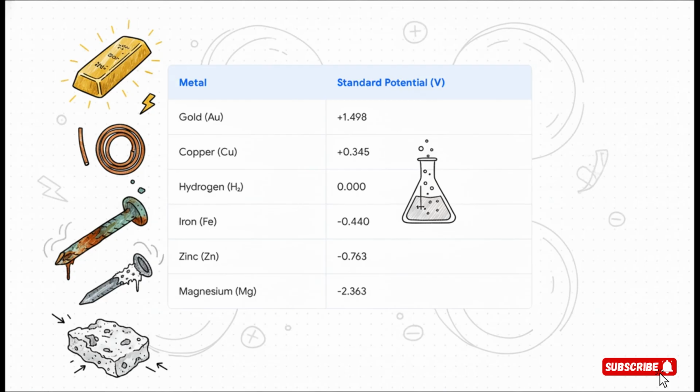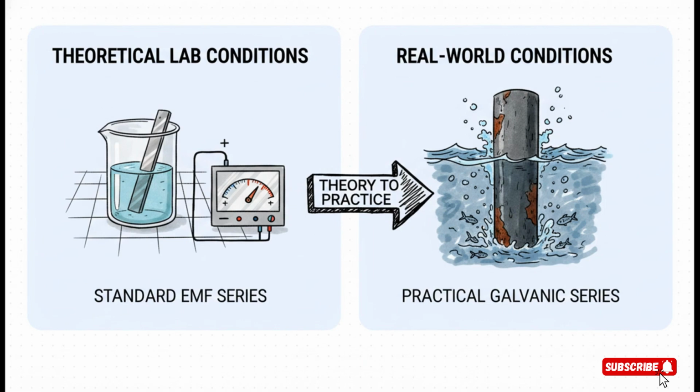And here's the key. The more negative that voltage number is, the greater that metal's natural tendency is to become the anode and corrode when you connect it to any metal above it on this list. But here's the thing. We don't work in a lab, do we? The real world is messy. It's wet, it's dirty. And that's why for us, we have the practical galvanic series.